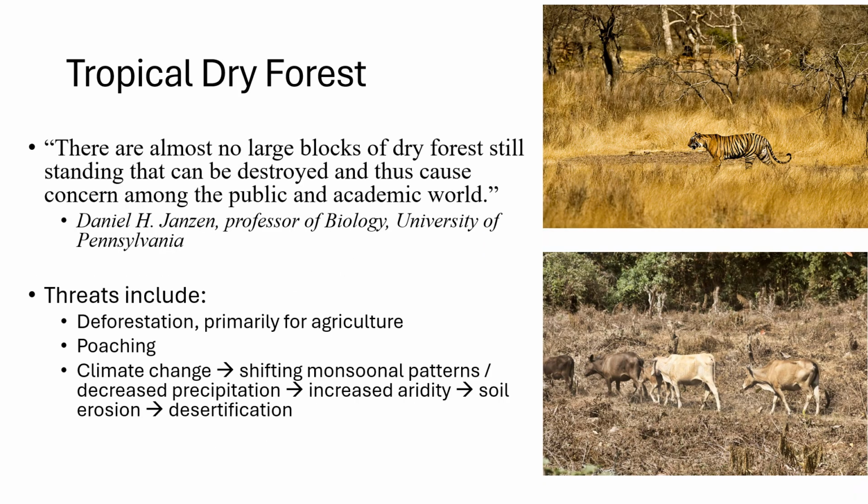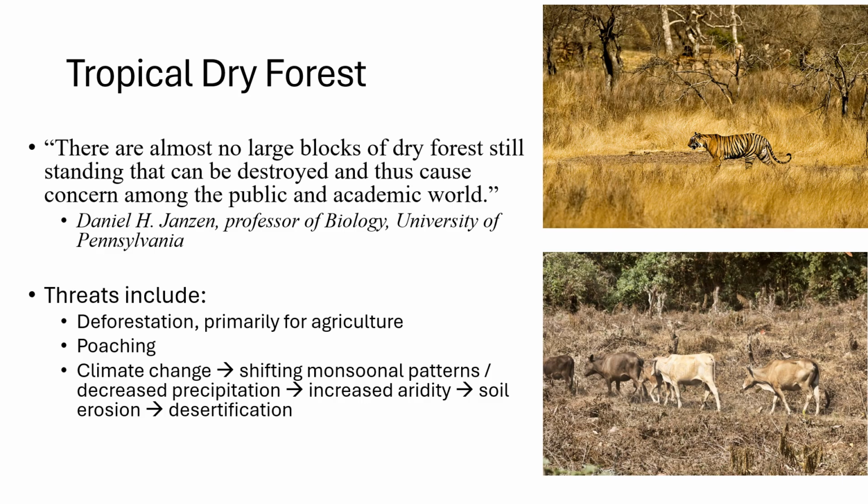Unfortunately, there are not many intact tropical dry forests. These are places that people have lived in for thousands of years, and especially recently have deforested large blocks in order to get into the international agricultural markets. So a lot of it is being deforested, and other areas have been impacted by human activity for a really long time, but especially recently. So there's really no large blocks of dry forest that are still intact that even have the potential to be destroyed. But those threats include deforestation, especially again for agriculture, like I've said.